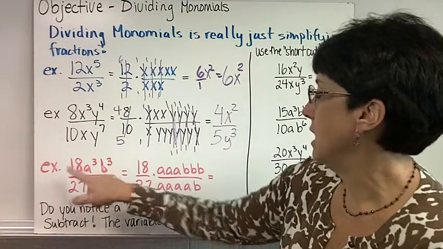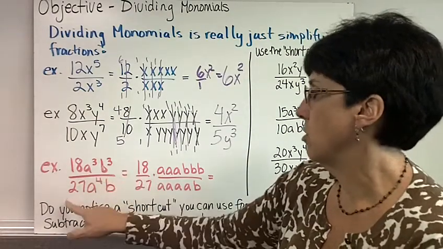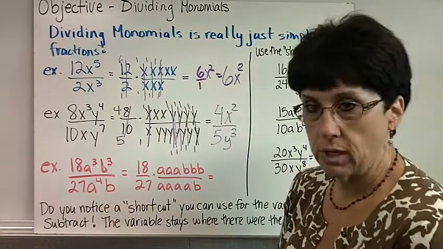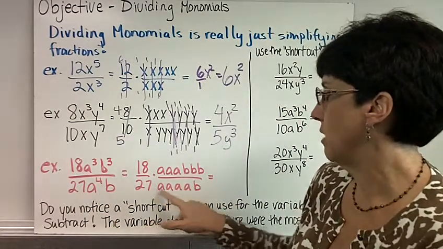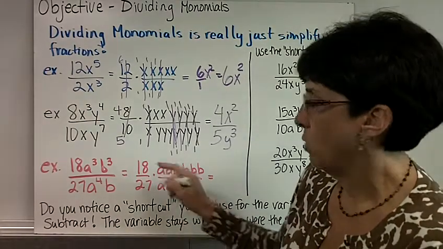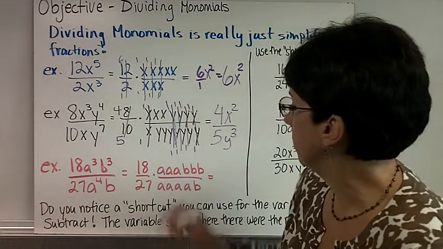Let's do another one. 18, a to the third, b to the third, over 27, a to the fourth, b. Okay, so I wrote my 18, 3 a's, 3 b's, my 27, 4 a's and a b. What goes into 18 and 27? How about 9?